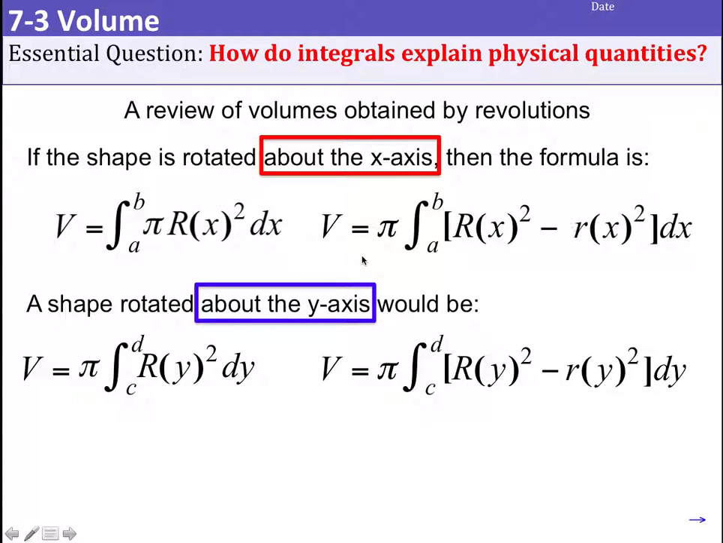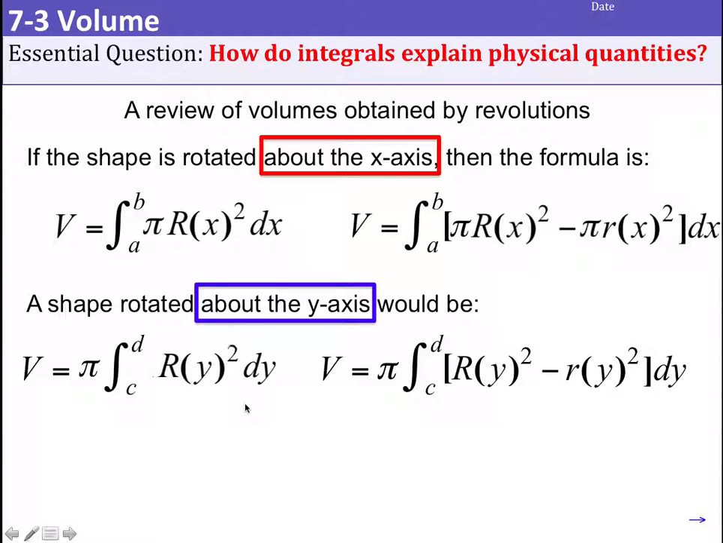And likewise, if I scooch over the two expressions here and distribute the pi, same thing. I've got that outer ring, that outer circle minus the inner circle. That creates that washer or donut. And then likewise about the y-axis as well.